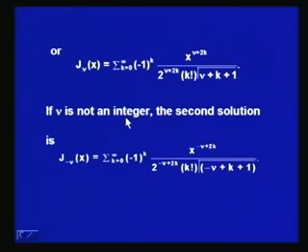If nu is not an integer, then the second solution can be obtained by replacing nu by minus nu here. So, J minus nu x will be equal to sigma k equal to 0 to infinity minus 1 to the power k x to the power minus nu plus 2k over 2 to the power minus nu plus 2k into k factorial gamma minus nu plus k plus 1.